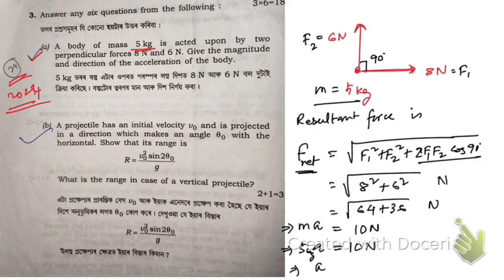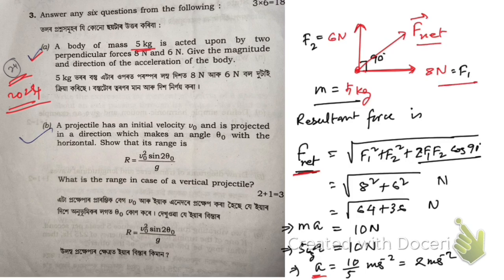So acceleration will be equal to 10 by 5 meter per second square, that's going to be 2 meter per second square. So now let me find the direction. The direction of this acceleration will be along this force F net, that means the resultant force. Let me find the angle. Direction will be given by the angle between F net and F1, or you can give it by the angle between F2 and F net.